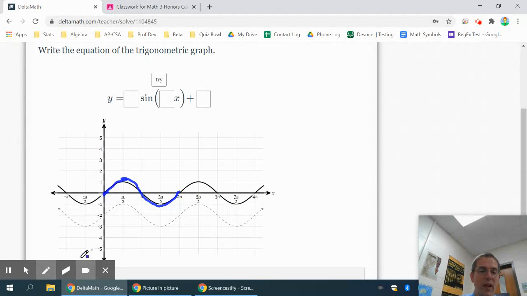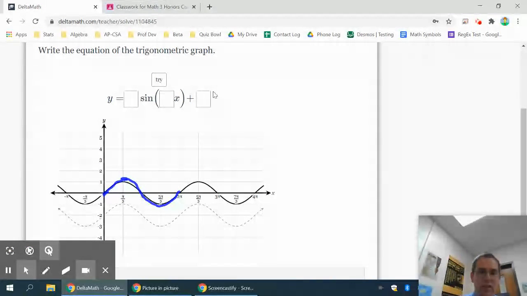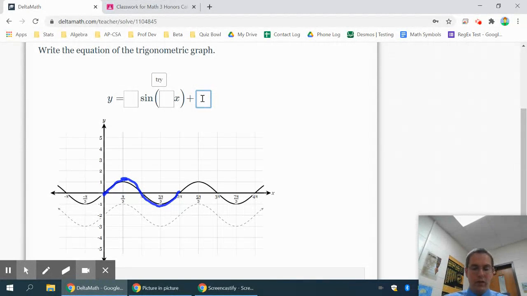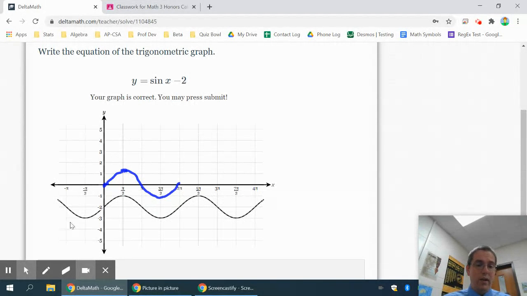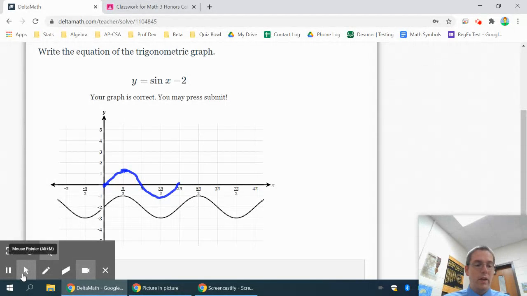So remember, the phase shift comes at the end of the problem to do a vertical translation. A vertical translation or a midline change. Shouldn't have said phase shift. I would need to go down by 2. And then I can just click try. And since it looked like they moved the graph down 2, it turns out we're right. And then you got that correct and you could submit. We'll go ahead and look at another one.